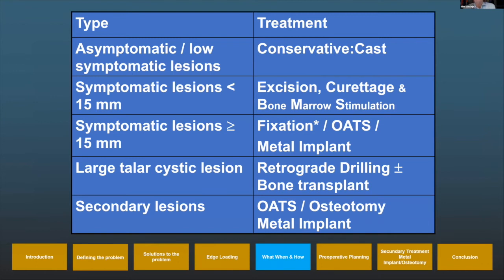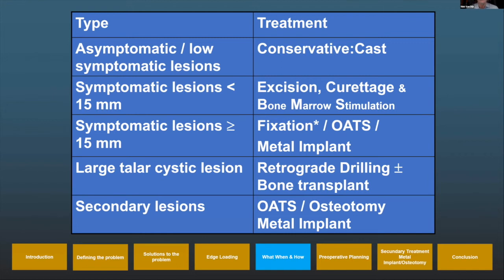So this is my treatment algorithm. Smaller lesions: excision, curettage, bone marrow stimulation. The larger lesions: fixation, OATS or a metal implant. The large cystic lesions: retrograde drilling. And for the secondary lesions, which is the topic of my talk: OATS, osteotomy, or this metal implant.